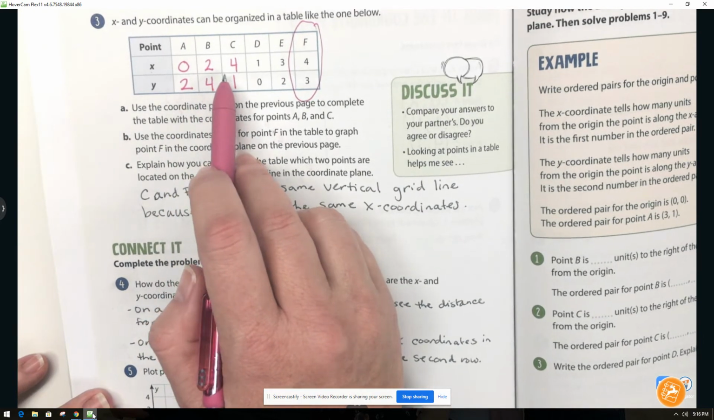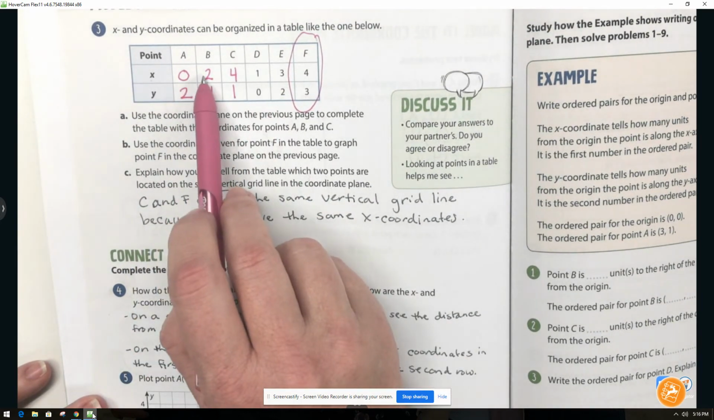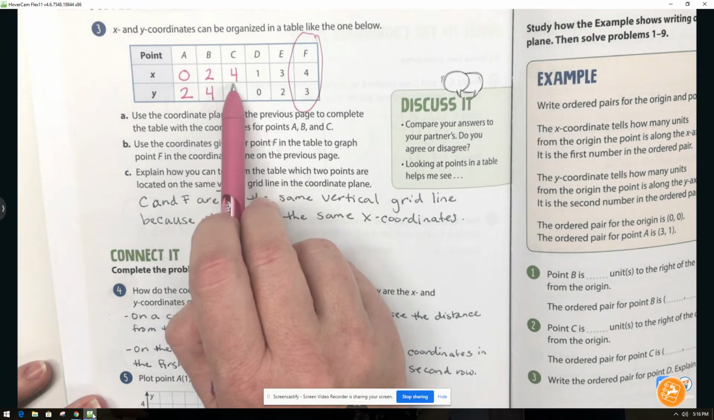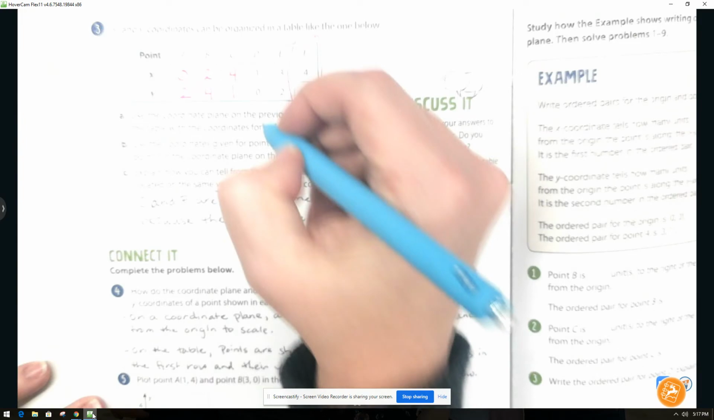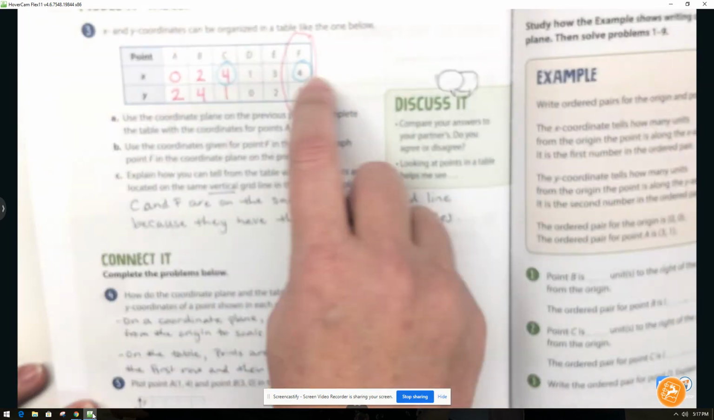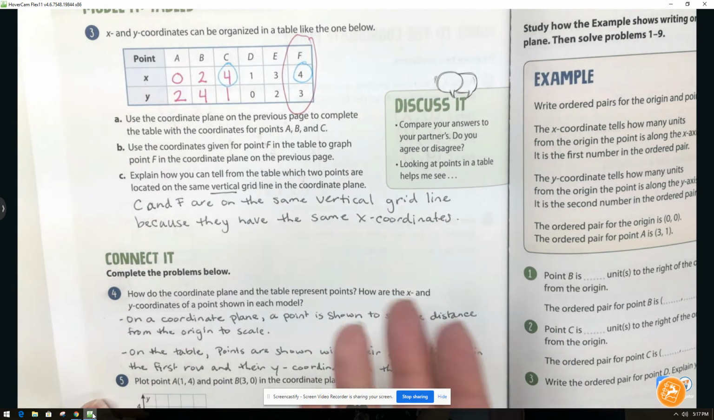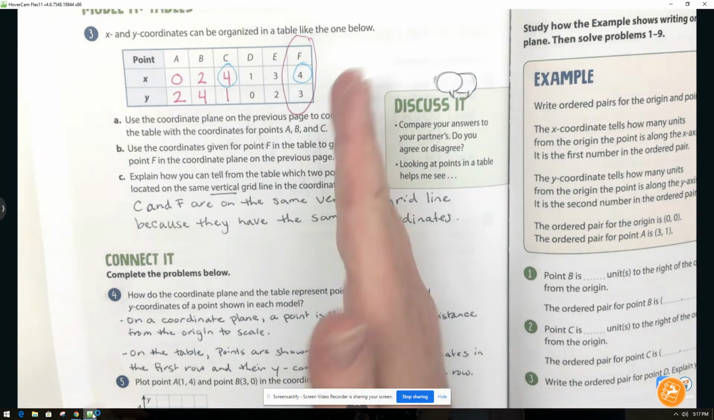So if you look up here at C and F, C has an x coordinate of 4 and F has an x coordinate of 4. So they both have the same x coordinate, which means that they're going to be on the same vertical grid line.